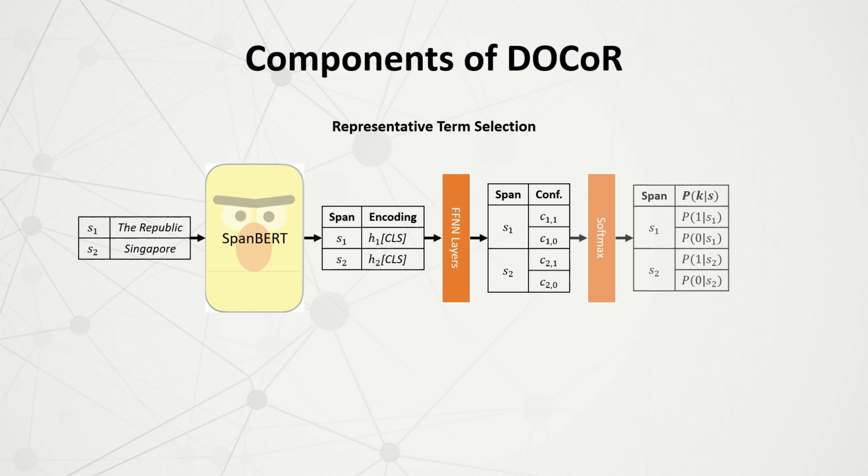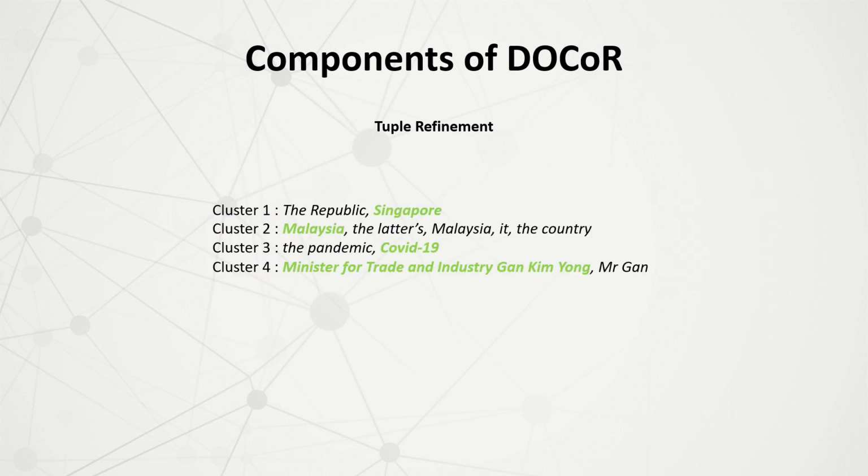The confidence score for each span is then converted to a normalized probability score using the softmax function. We then select the representative term by picking the span with the highest probability of class 1. In the case of the example, span 2, which is Singapore, would be deemed more representative than the term the Republic. The last component of DOCOR is the tuple refinement, which disambiguates the tuples extracted by OpenIE 4 with the coreference clusters and their respective representative terms.